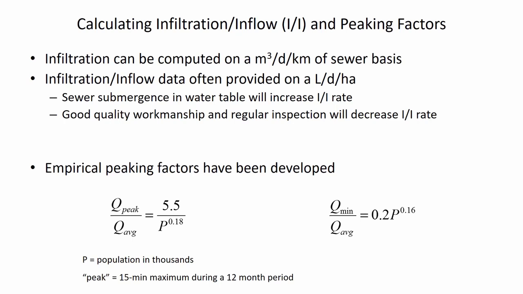Anybody want to speculate on why that might be the case, why the ratio of peak flow to average flow is going to be more extreme for small towns than for large towns?